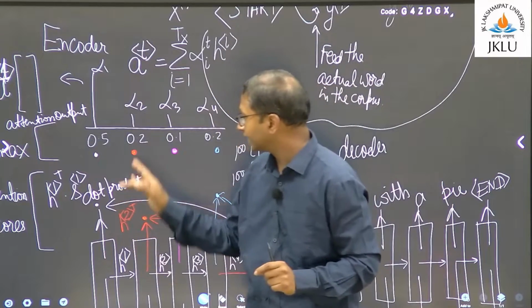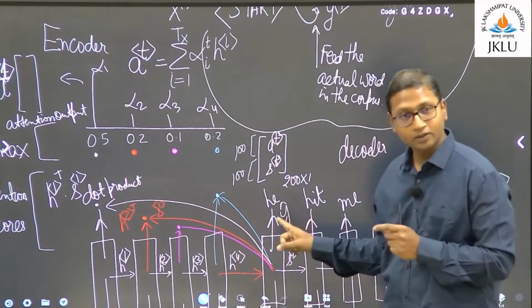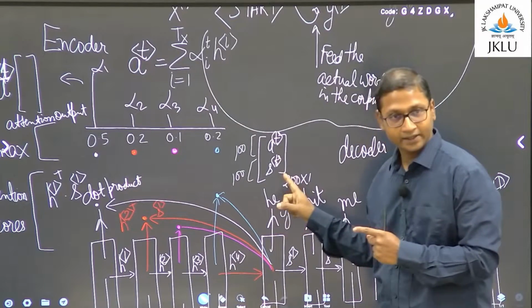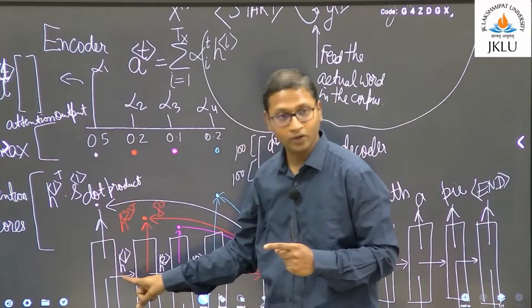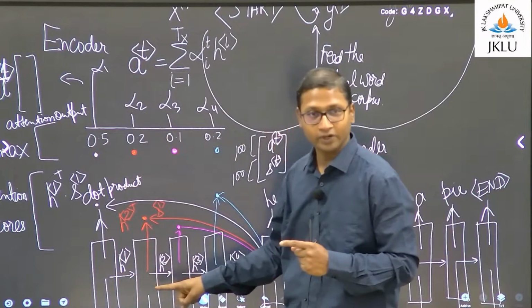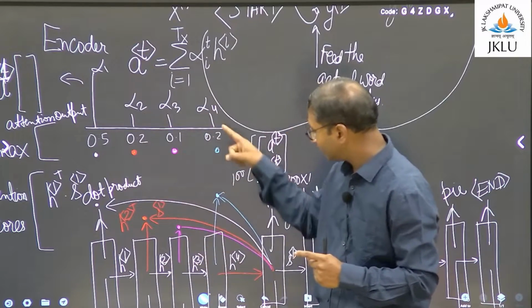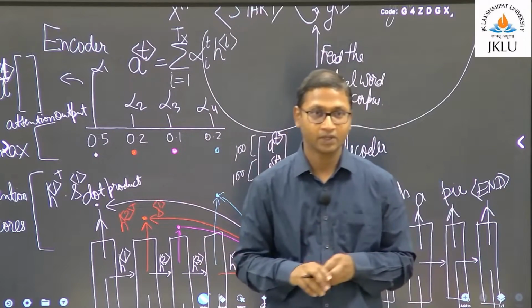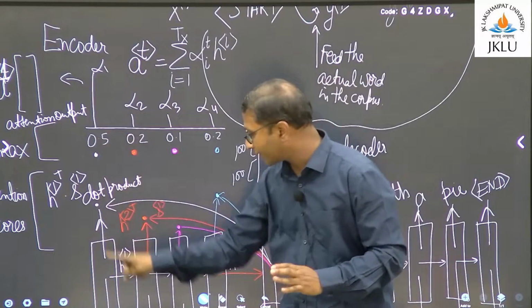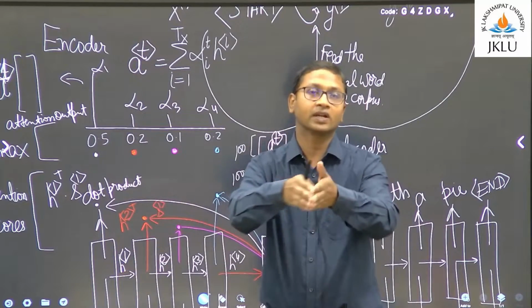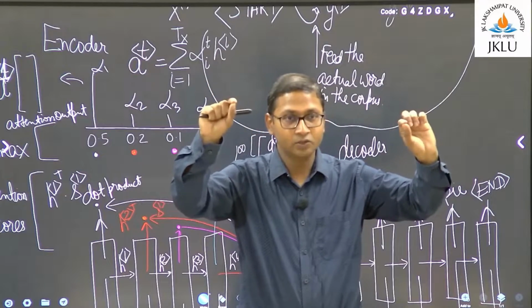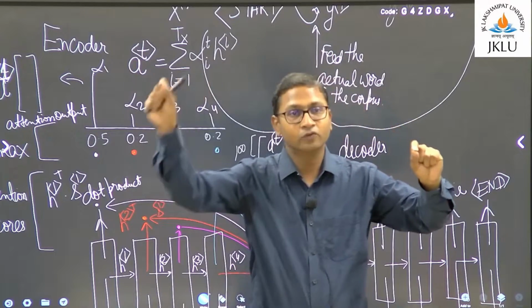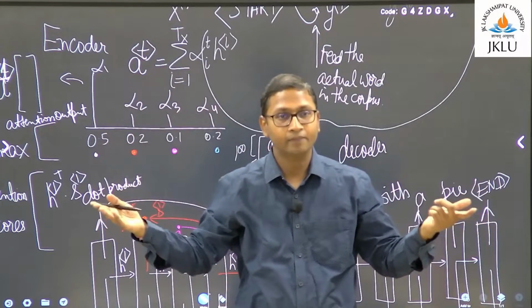All you are saying here is, while outputting y hat, you depend 0.5 on H1, 0.2 on H2, 0.1 on H3, 0.2 on H4, right? So you are not saying just depend on H1. When you are translating something, in the end you are supposed to look at the whole sentence. You can't just translate word by word. That's a bad idea, right?